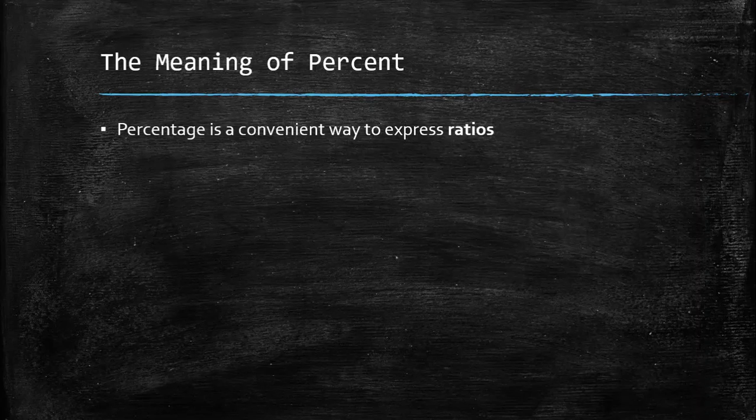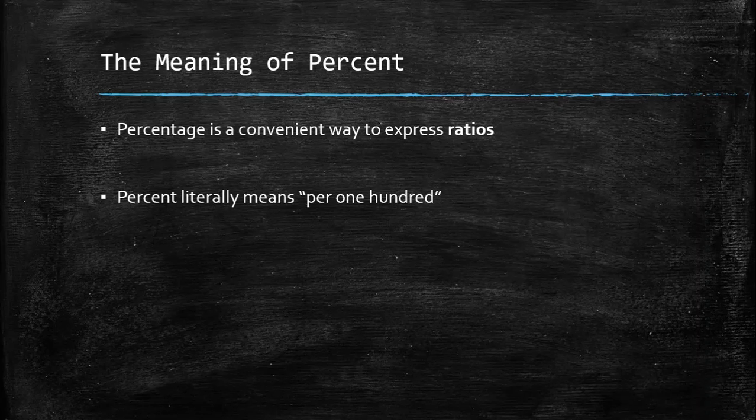Percentage is a convenient way to express ratios. So say you're taking a survey and 16 out of 28 people like the color red. Then percentage is a way to represent that in a common way that everyone can read, because 16 out of 28 is not really a common fraction, but if we say that that is a certain percentage, then we know exactly where that stands.